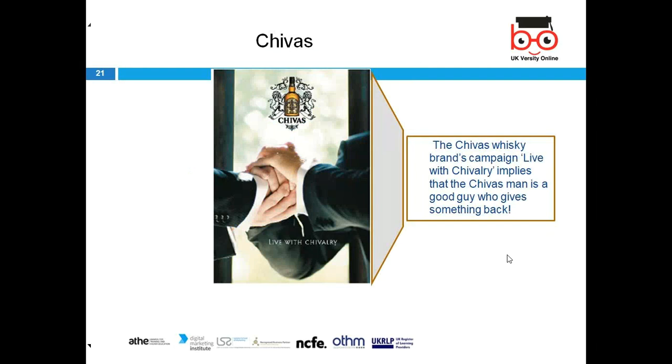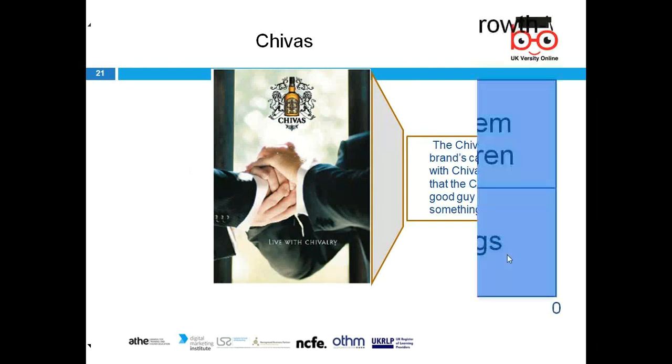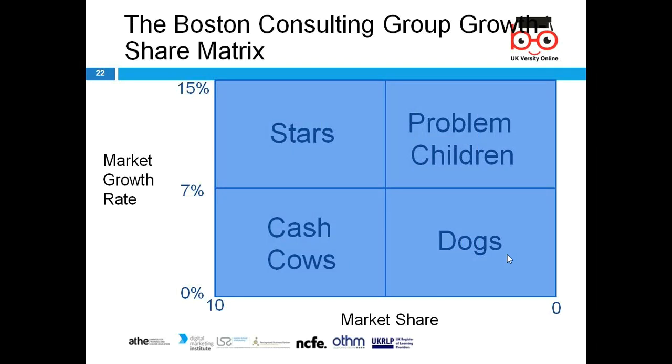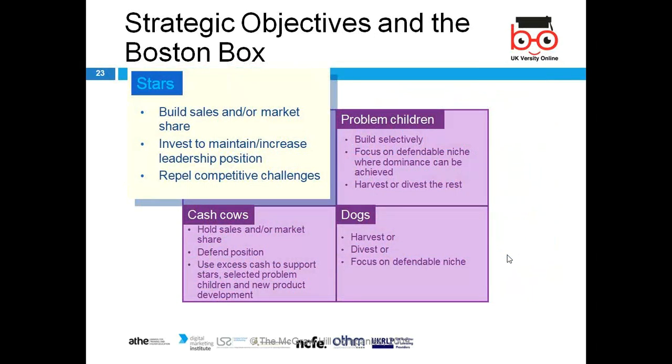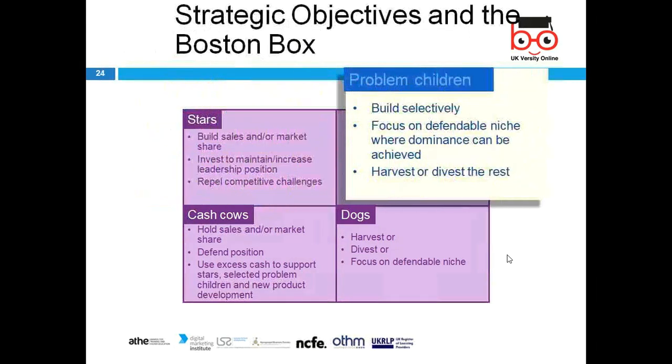So brand extension, then you will see the brand of whiskey. Group we discuss in the lesson 2 BCG metrics. So some brands can be stars: the brand sales, sales in shares, investment, maintain and increase the leadership positioning. That can be star brands, child brands where the focus depends on the niche where dominance can be achieved, and harvest to divest.